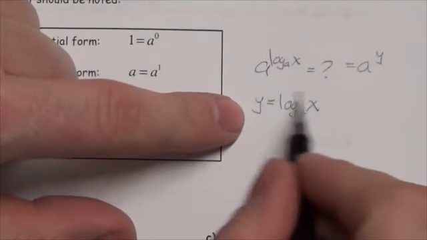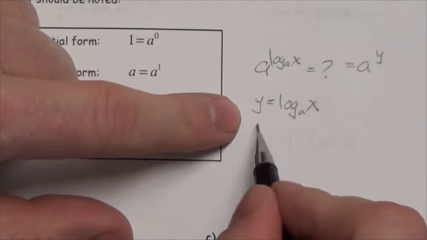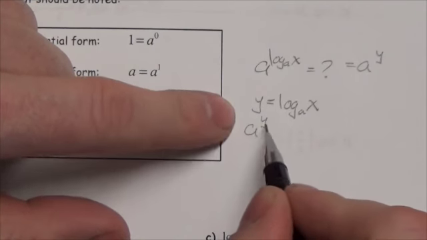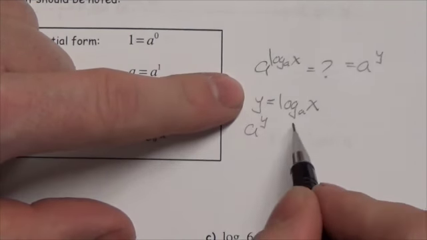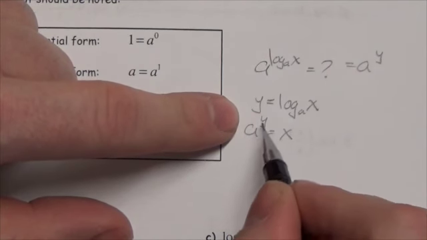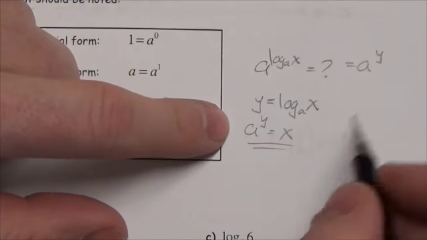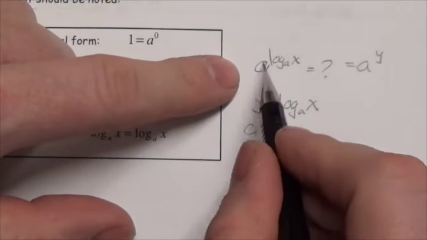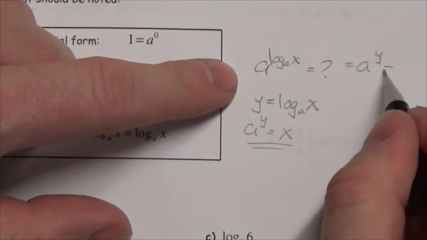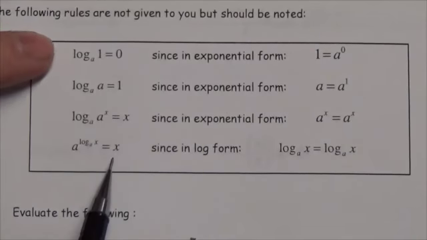Now, convert this into exponential form. Well, a to the y, the base of the logarithm is the base of the power. The logarithm is the exponent, and then the power equals whatever I'm taking the log of. A to the y equals x. And you see, right there, that's our solution. A to the log base a of x, we said was going to be a to the y, and I've just demonstrated that that is equal to x. So there it is, they're equal to x.